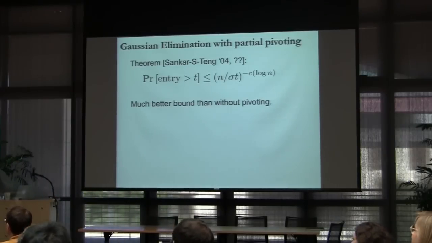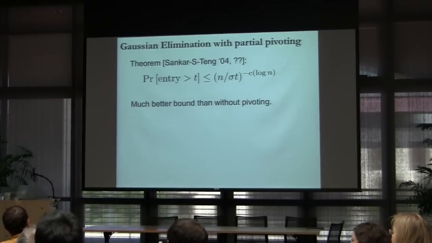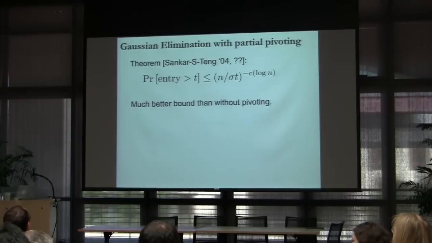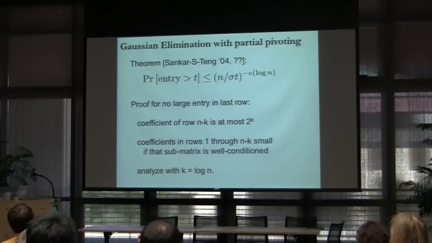When you don't pivot, do you know that the dependence on t is correct? Yes, the dependence on t is correct when we don't pivot. We actually get a pretty fine analysis of that. Okay, so I was going to tell you something about how we prove this. Yeah, I can tell you just a little bit.